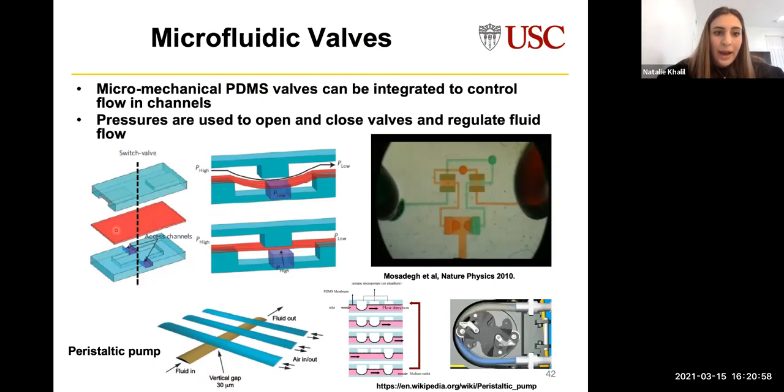So in blue, we have a channel where we can apply pressure. In red, we have a PDMS membrane. And then in the transverse direction, we have another channel for fluid flow. And by altering the pressure through the blue channel, we can actually deflect the PDMS membrane to enable flow, or return it to its resting position to block flow. And so this is shown in the video on the right.